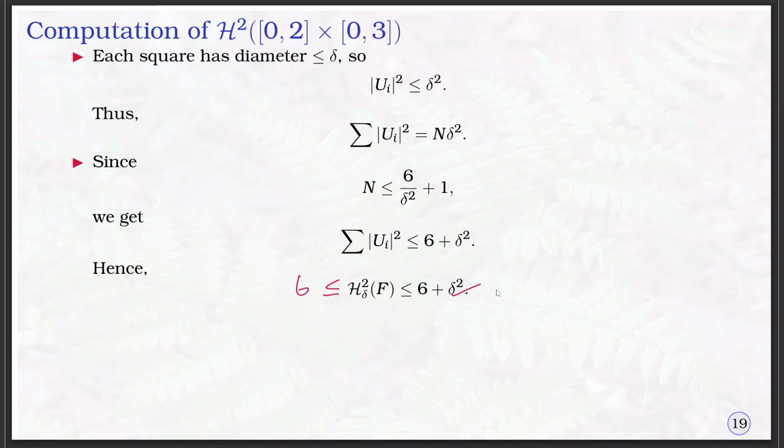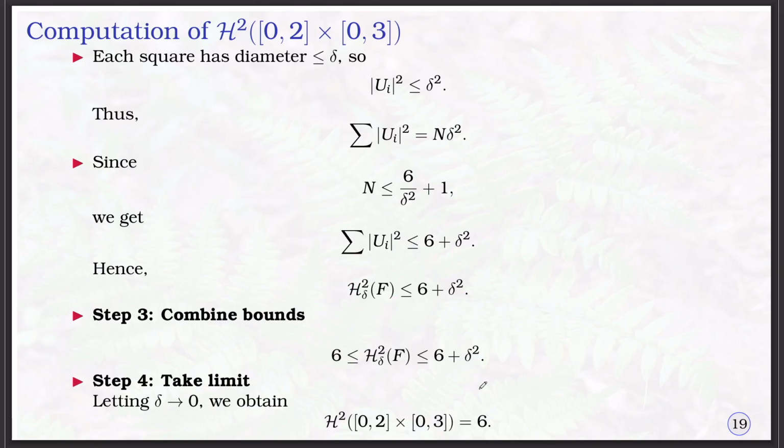Whenever delta tends to 0, this quantity gets to 6. This quantity is 6. So the area of this rectangular grid is 6. Whereas if you are using H2 of this one, it also gives 6. So H2 gives the area of the surface.